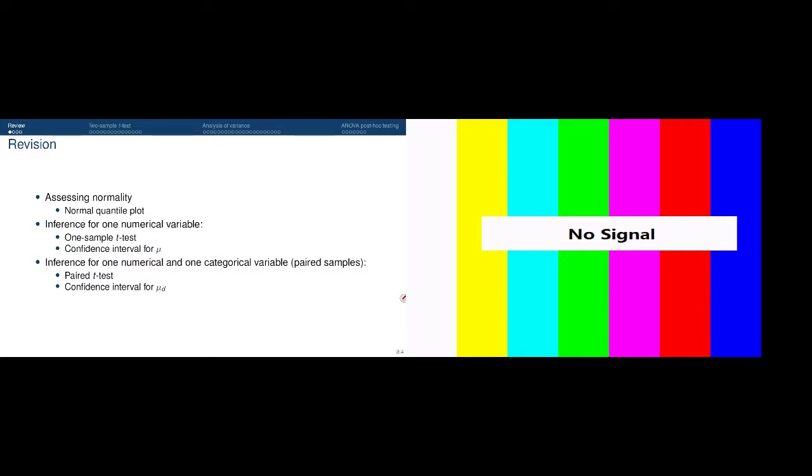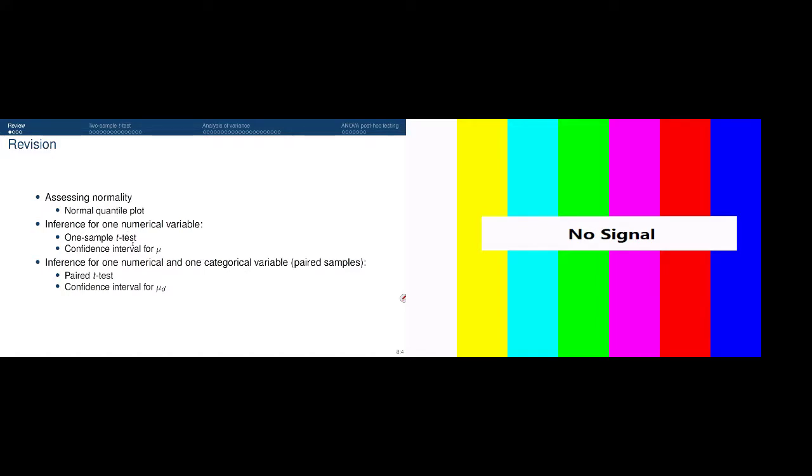All right, so from last week, we introduced the method for testing whether data appears to be normal or whether it appears to come from a normal distribution. And if you remember, we did that by looking at a normal quantile plot or the QQ plot. So we'll see more of those again today.